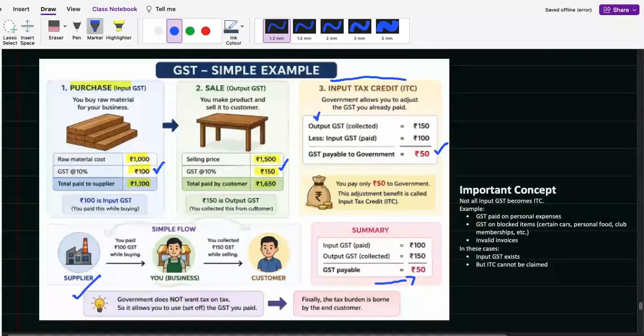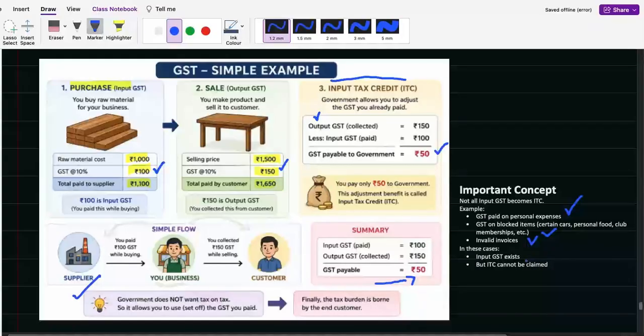Understood? There is one little thing which makes your input GST and ITC different. Not all input GST becomes ITC. Why? Because some of the GST that you have already paid might not be eligible. For example, GST paid on personal expenses is not recoverable. Some blocked items, like certain luxury cars, personal food or club membership, you cannot claim. Some invoices are also invalid in such cases.